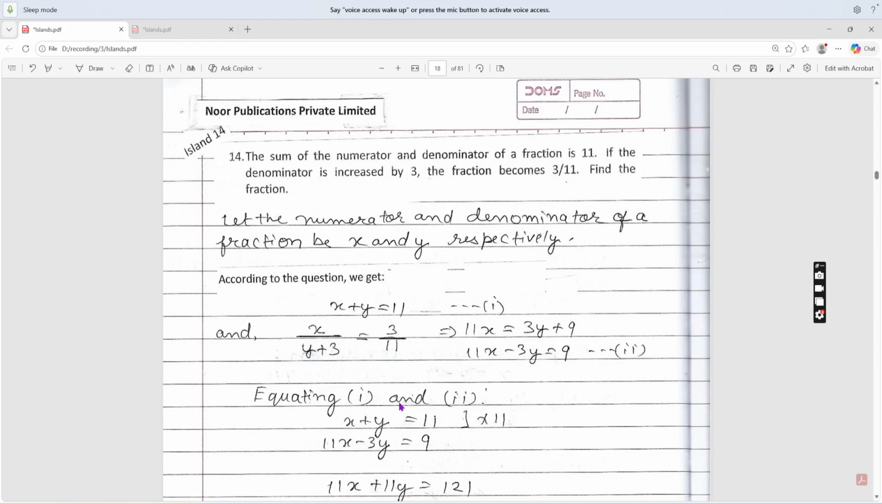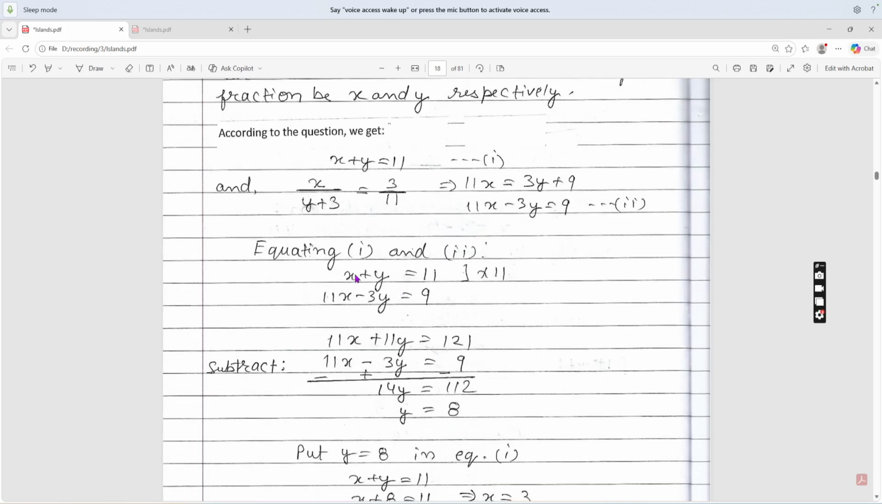Now we are going to solve equation 1 and 2. What is equation 1? X plus y is equal to 11. And what is the second equation? 11x minus 3y is equal to 9. Here we are going to multiply the first equation by 11 in order to make the coefficient of x equal. 1 into 11 is 11x. 1y into 11 is 11y. Equal to 11 into 11 is 121. Here it is 11x minus 3y is equal to 9.